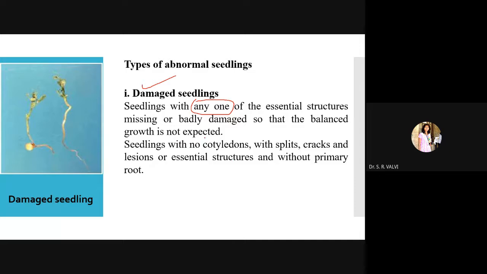It may have no cotyledon, or it may have splits, or it has cracks, or it has lesions, meaning any marks or spots on it, or essential structures are missing, or it is without a primary root. Then it will be categorized under damaged seedling.